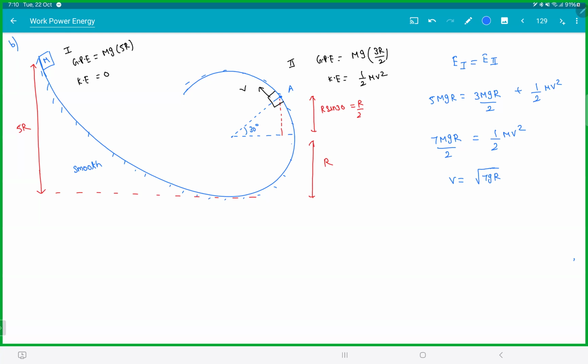N is mg times 7 minus root 3 by 2. Let's see that. Check it out. That's your velocity. Now find the acceleration and the normal reaction. Try. I'll give another minute. You know that story. The moment I ask you normal reaction, we have to draw an FBD.